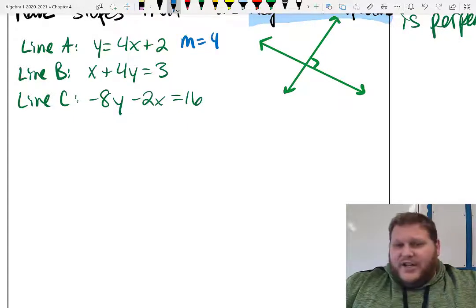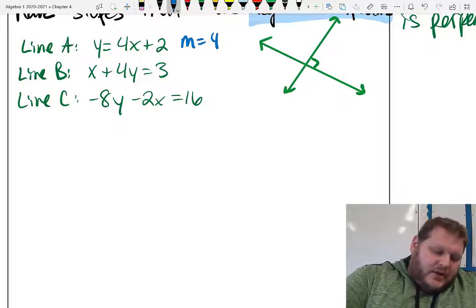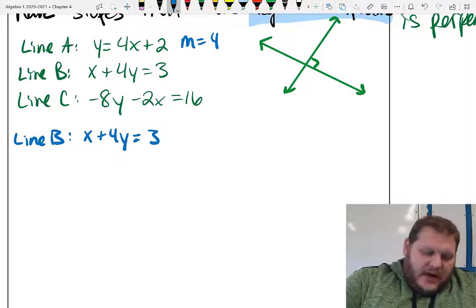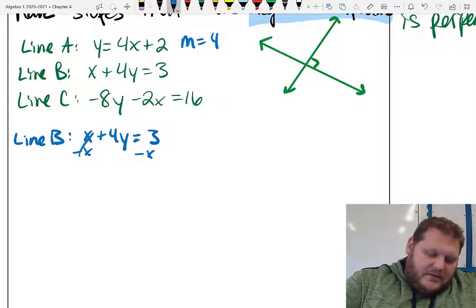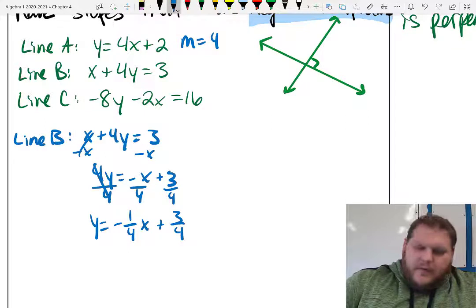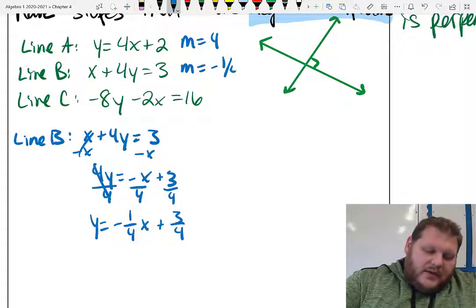Now, line A is already done for us. It's y equals mx plus b already, so that positive 4 attached to my x, that's my slope. That's my m value. I have to rearrange line B and line C into slope-intercept form in order to figure out what the slope is. So I have to start by subtracting x on both sides for y equals negative x plus 3. When I divide by 4 all the way through, I end up with y equals negative 1/4 x plus 3/4. So that tells me my slope for B is negative 1/4.